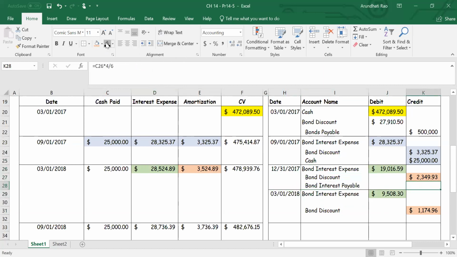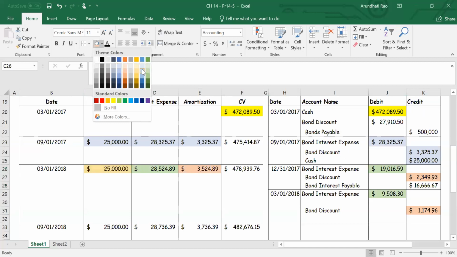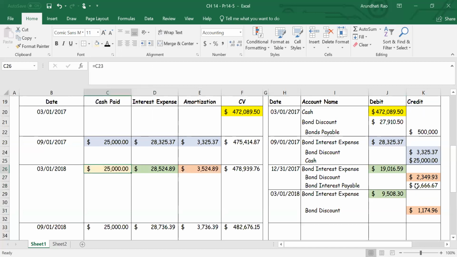So it's either the balancing figure in the journal entry, or again, you can take 4/6 of this number. Either way, let's take 4/6 of that number. Running out of colors here. Okay.